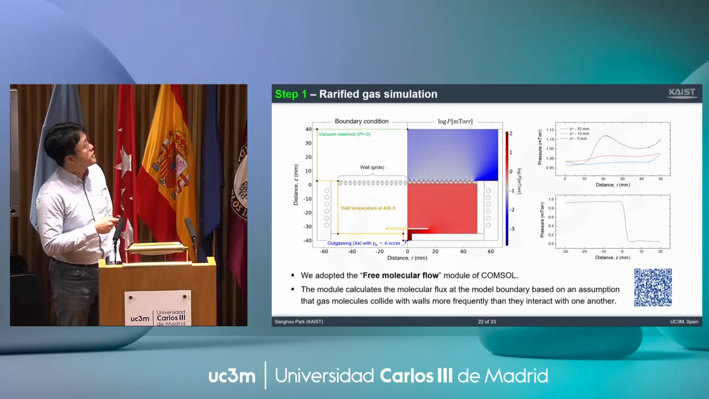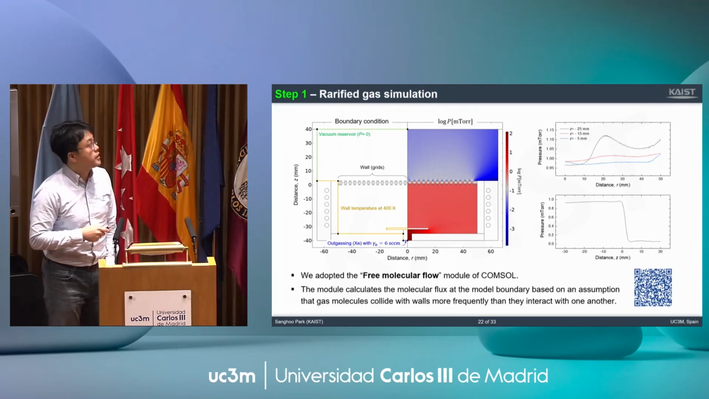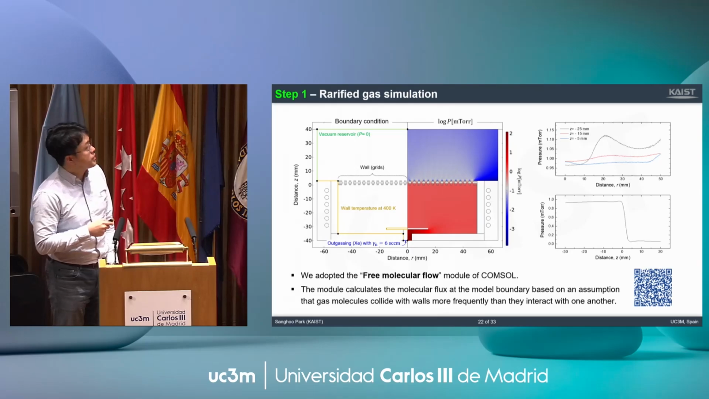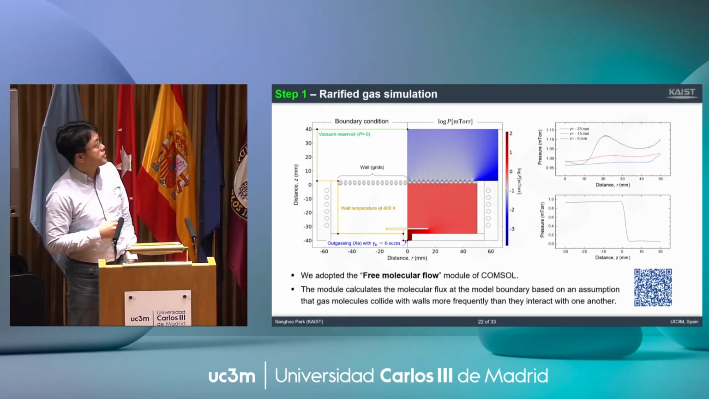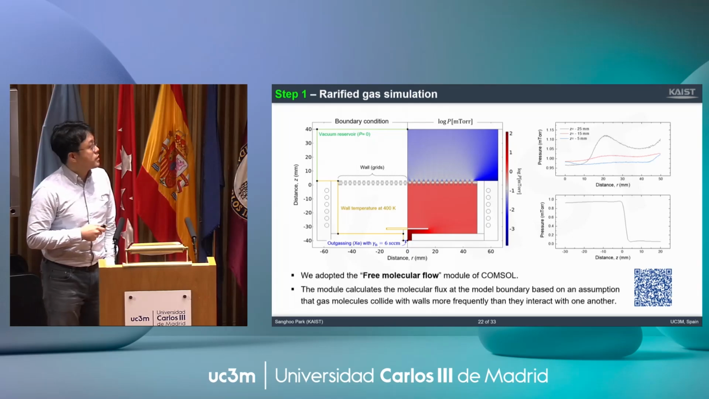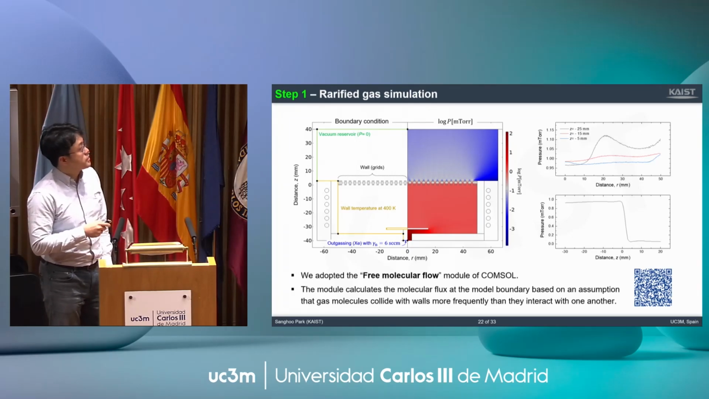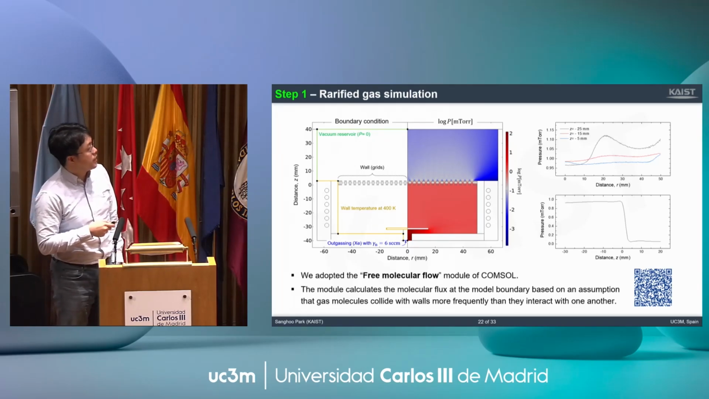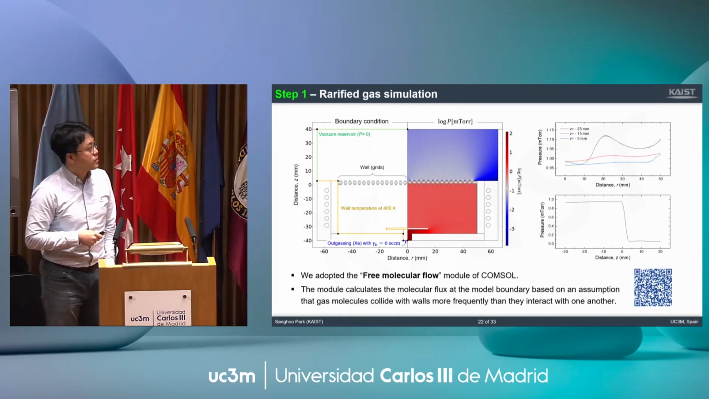as you see here. This is the log-scaled pressure in the unit of millitorr. Inside the chamber you can see high pressure compared to outside the grid system. And as you see, these two plots show the profiles of the pressure along the radial axis and the z-axis. The pressure is maintained at high values inside the chamber, but outside the chamber, the pressure dramatically goes down like this.